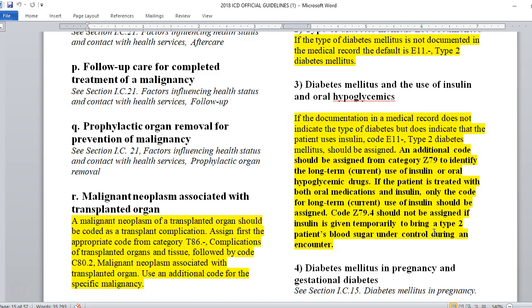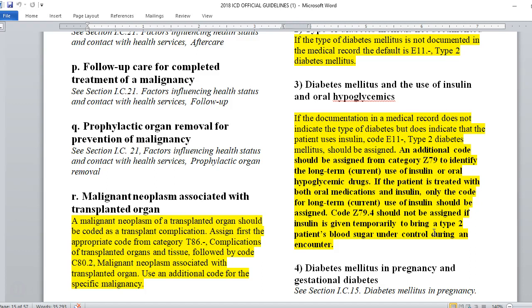If the patient is taking a medication, we need to know which one it is. So an additional code should be assigned from category Z79 to identify the long-term current use of insulin or oral hypoglycemic drugs. If the patient is treated with both oral medications and insulin, only the code for long-term current use of insulin should be assigned. So the insulin, because it's injectable versus oral medication, that will always go. If the patient takes both, we just put the one for insulin.